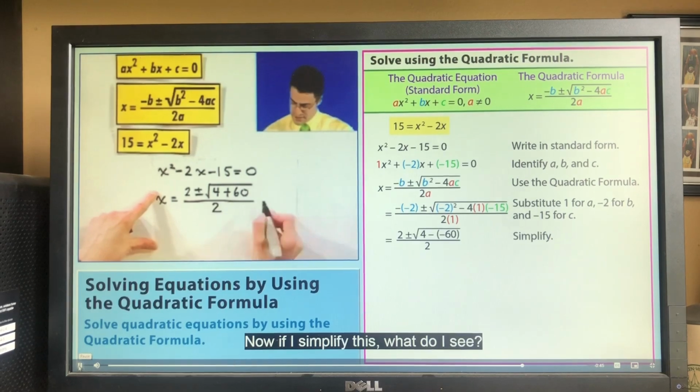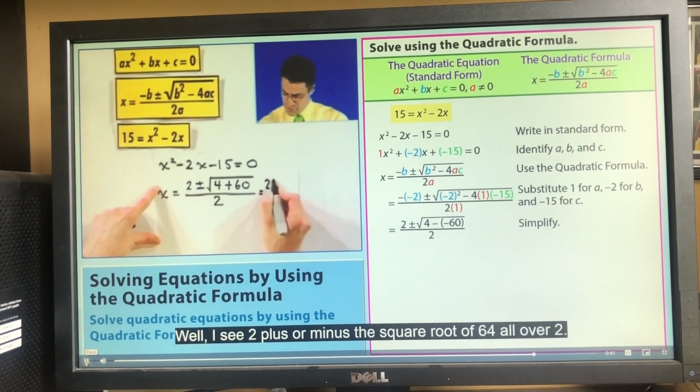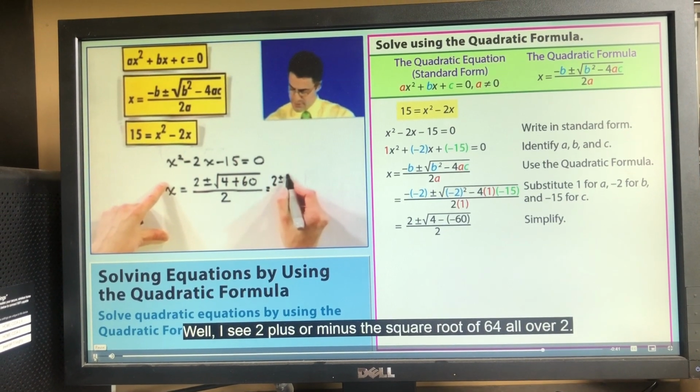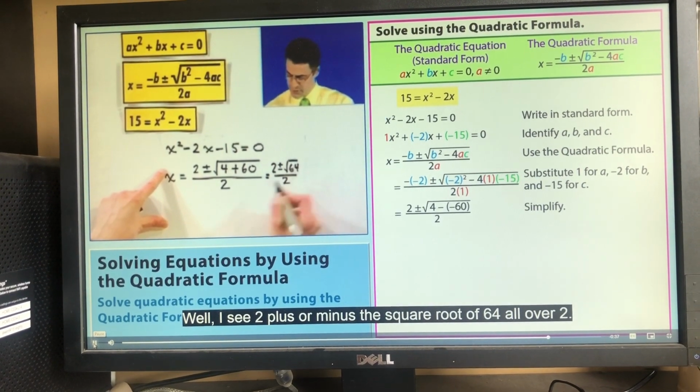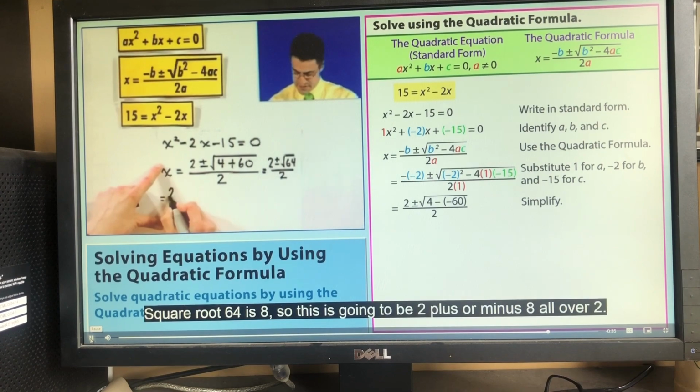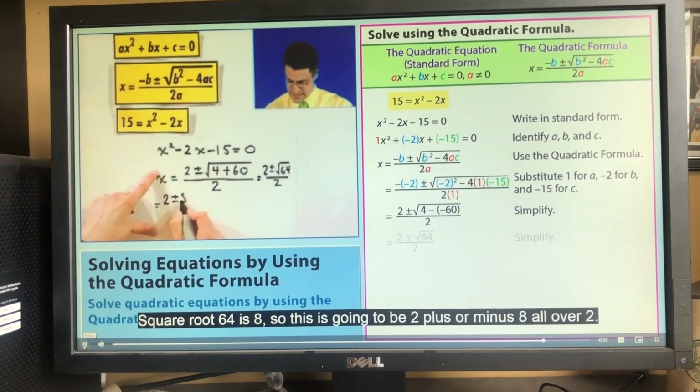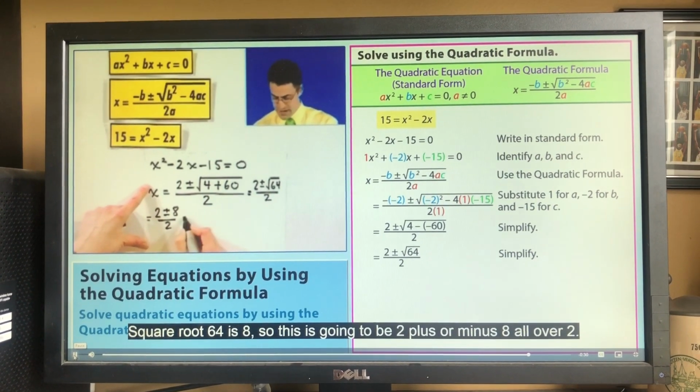Now if I simplify this, what do I see? Well, I see 2 plus or minus the square root of 64 all over 2. The square root of 64 is 8, so this is going to be 2 plus or minus 8 all over 2. There's two answers here.